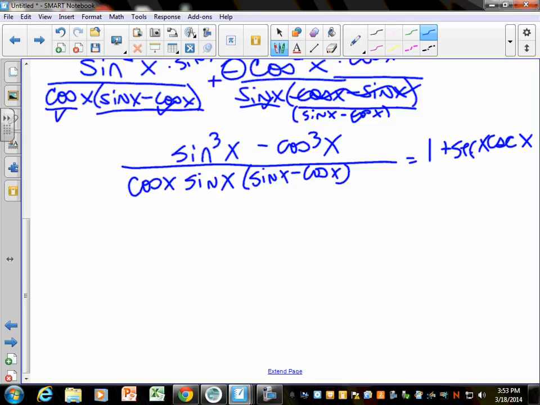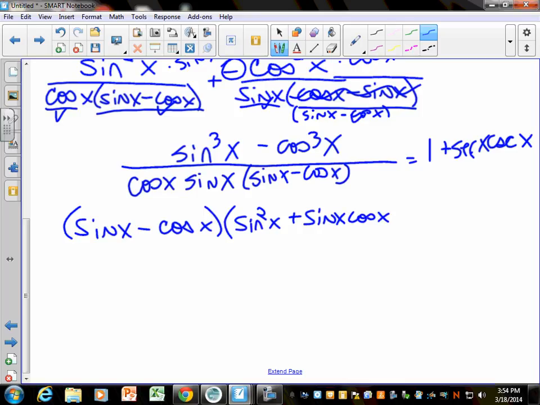So I factored that, a cubed minus b cubed. So that's going to factor into sine of x minus cosine of x times the first one squared, which is sine squared x, plus sine times cosine, plus cosine squared.